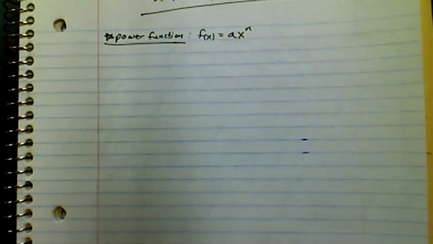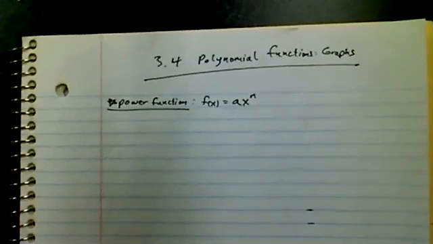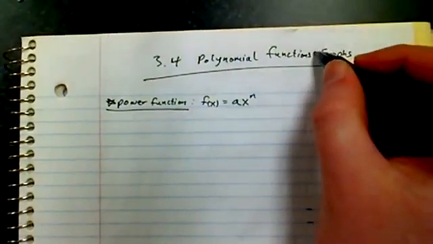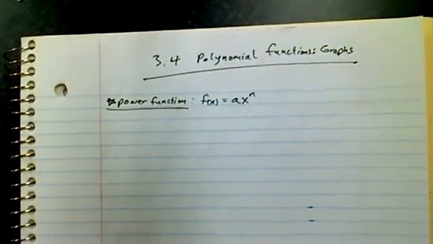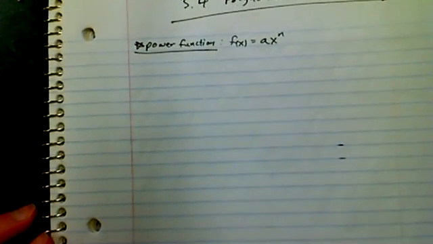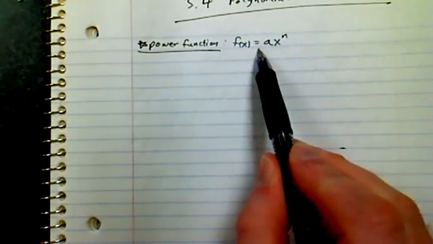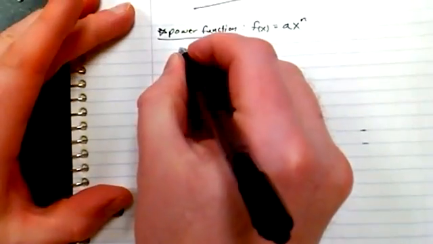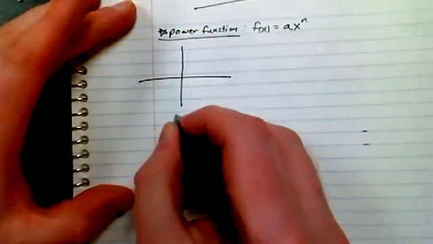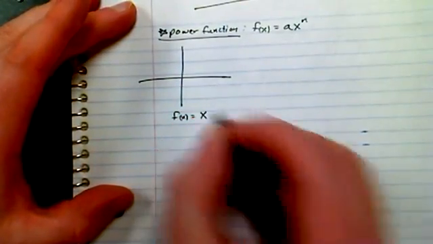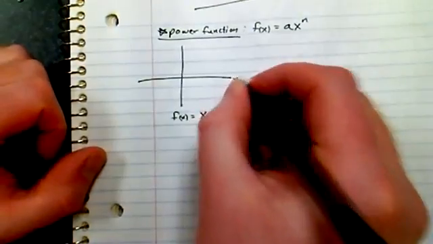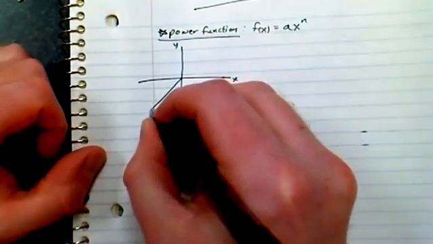Okay, guys, so I want to go over 3.4 polynomial functions, and we are specifically talking about the graphs. And before I talk about polynomial functions and how they behave, I want to talk about power functions. A power function is of the form f of x equals ax to the n. A very simple one is, of course, f of x equal to x. Now, of course, that is your simplest one.